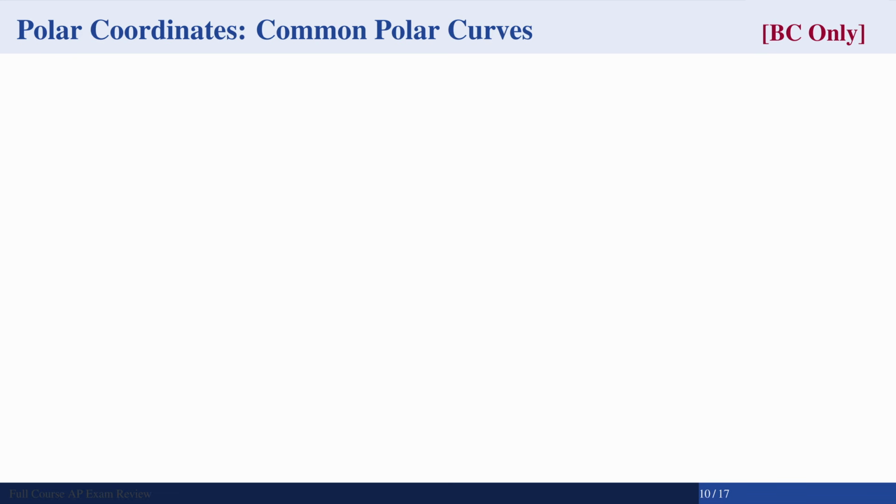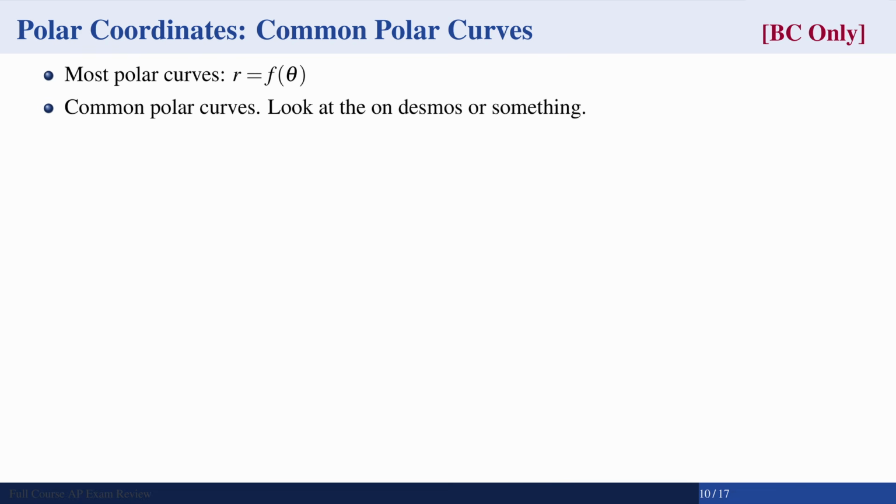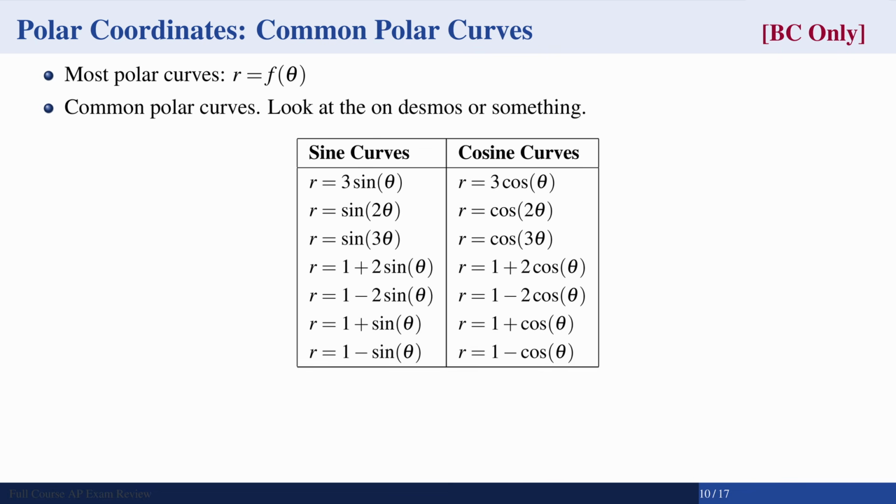Now let's talk about polar coordinates, the other topic that's in this unit. So polar coordinates, we need to know the common polar curves. The vast majority of polar curves that you're given are of the form r is equal to some function of theta. The common polar curves, I think you should just look at on Desmos or on your calculator or something, get familiar with them, make sure you kind of understand how they work. So here are a bunch of sine curves you should look at. We got some circles, we got some rose curves, and some limaçons, and also cardioids. And then I have cosine versions. I'm not kidding. Go to Desmos, type them in, see what they look like.